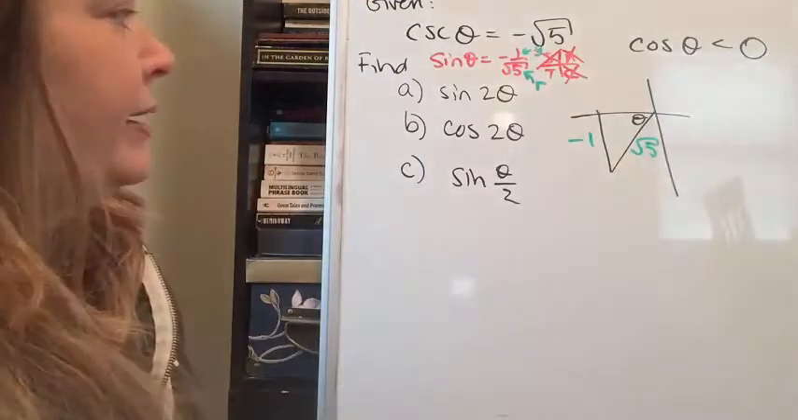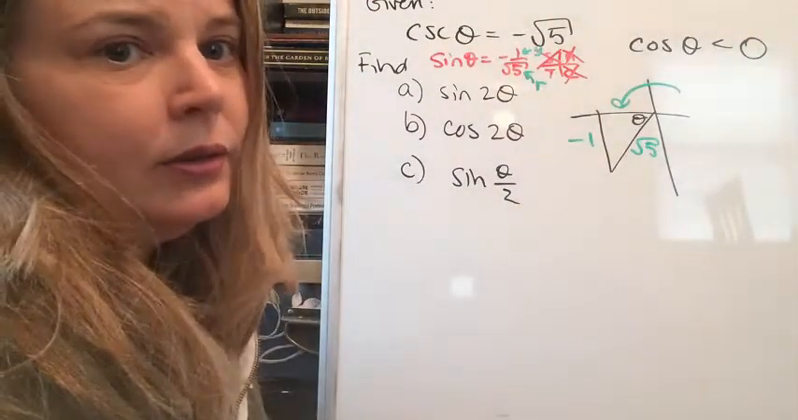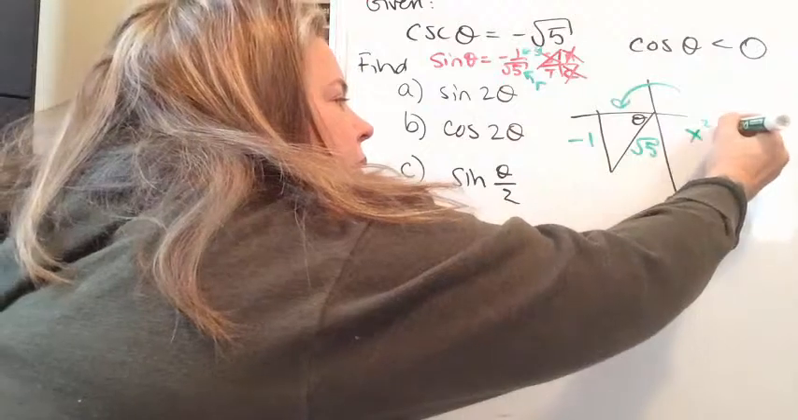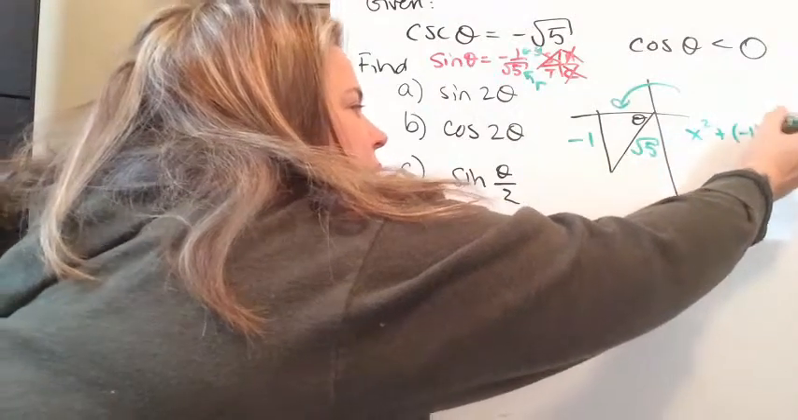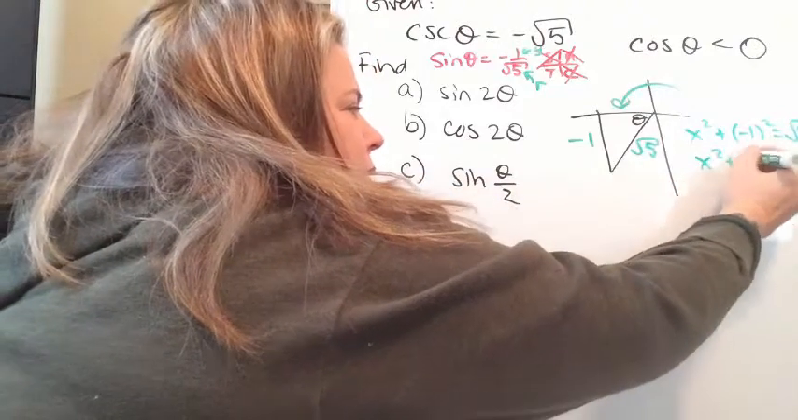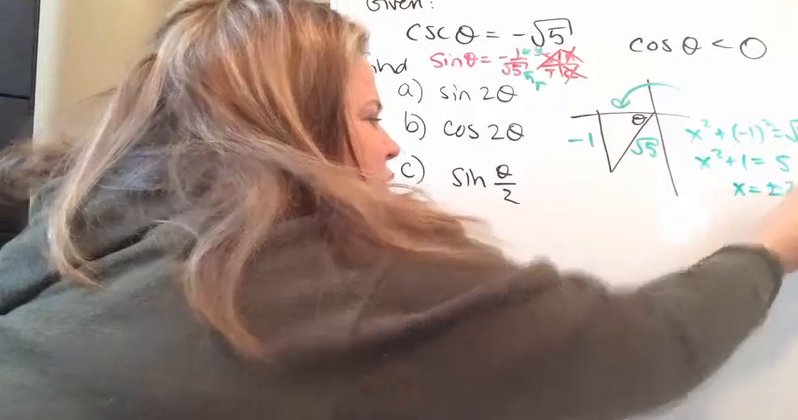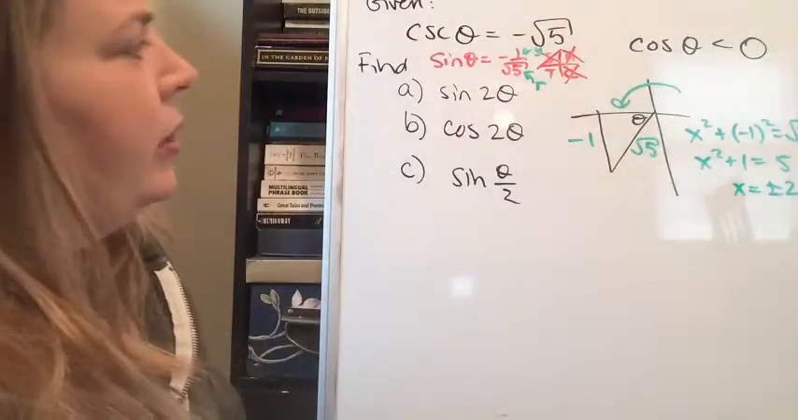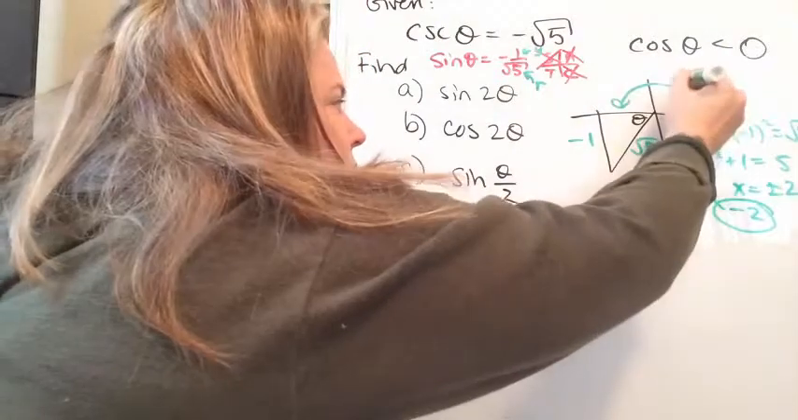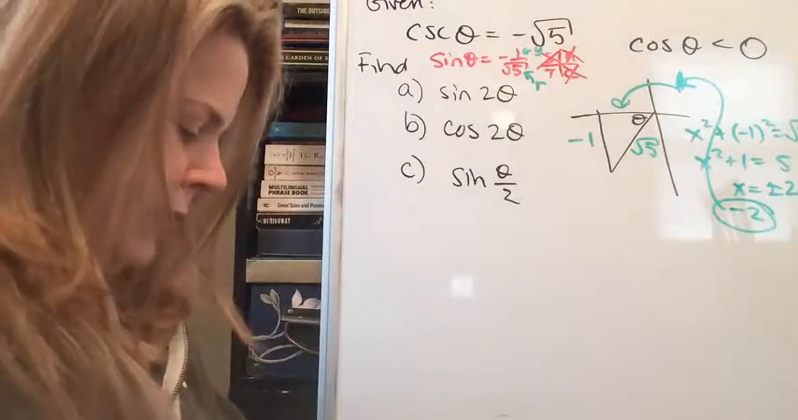So all I have to do right now is figure out x. How am I going to do that? Pythagorean theorem. So that would be x squared plus negative 1 squared equals square root of 5 squared. x squared plus 1 equals 5. So x is plus or minus 2. But since we are in the third quadrant, it must be minus 2. Okay, so we have all the pieces we need.